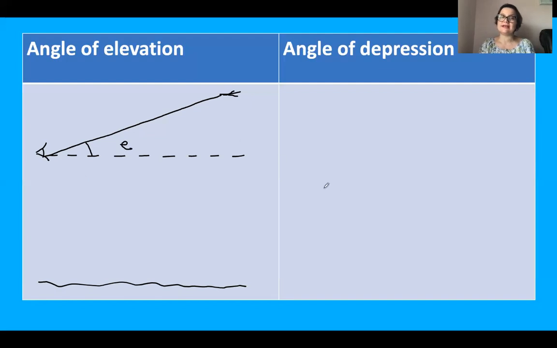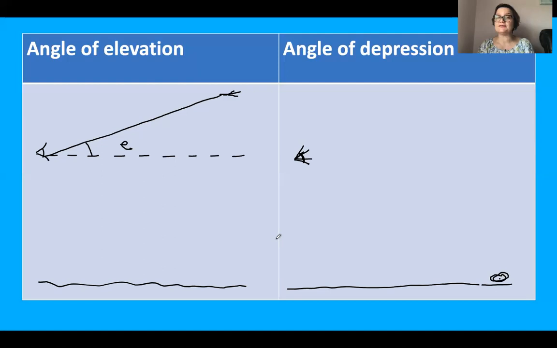And in the next case, I'm going to use exactly the same picture, and my observer again stands right there. But this time, the observer is going to look down. I'm going to draw it so that it looks down at a coin, for example, on the ground, on the floor. Right here, at an object on the floor.